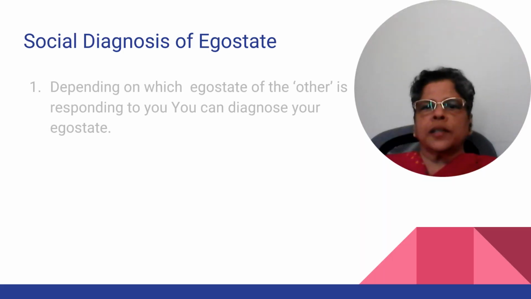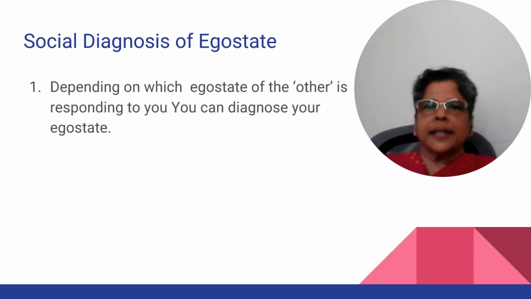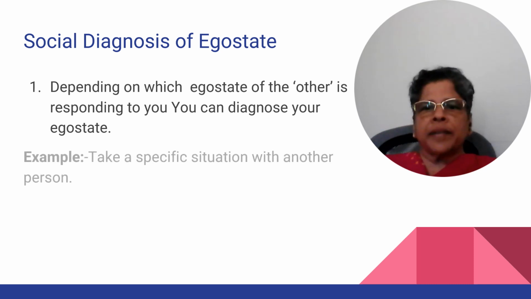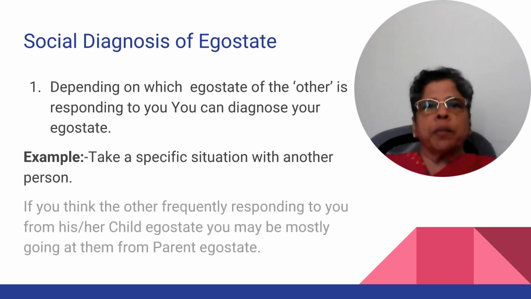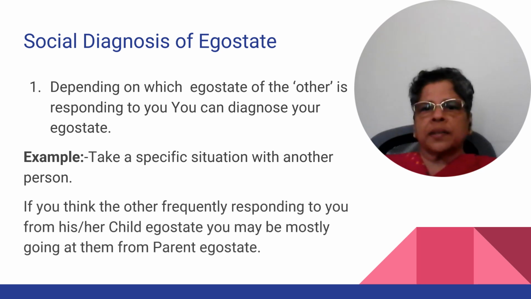A thorough knowledge of types of transactions, transactional responses, rules of transactions, and their relation to ego states will alone make a social diagnosis possible. This happens when practice of ego state diagnosis and structural understanding of the ego states deepen.